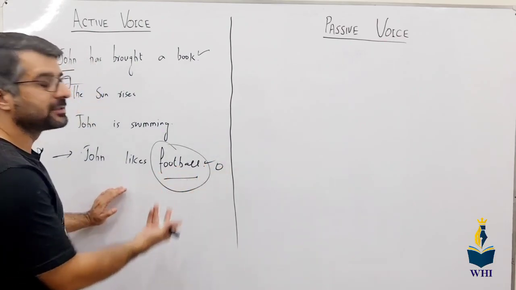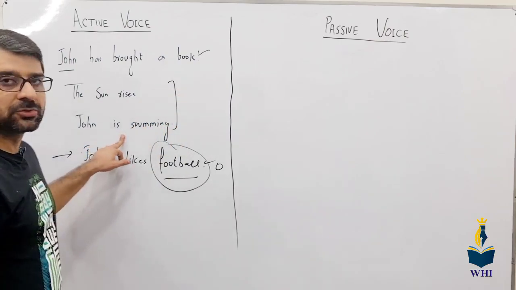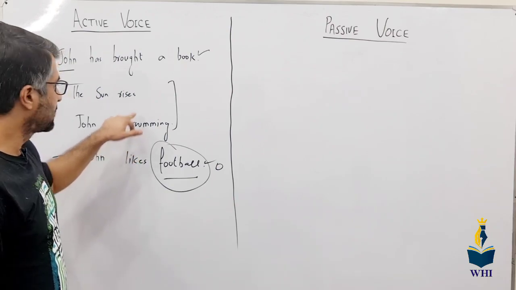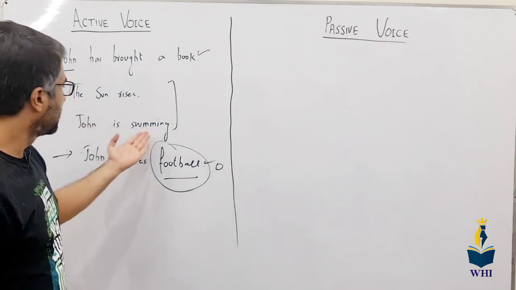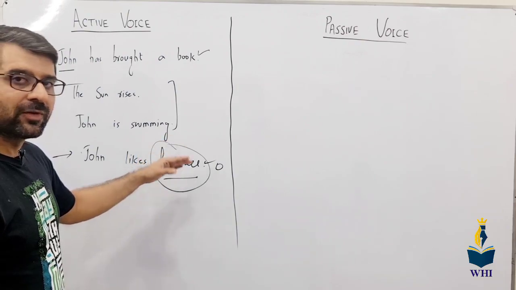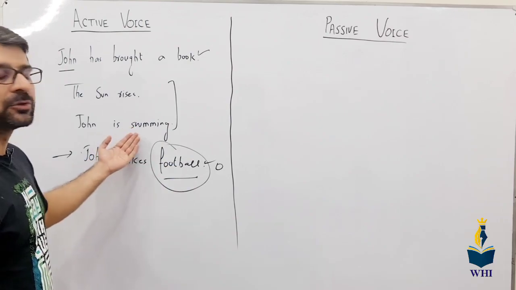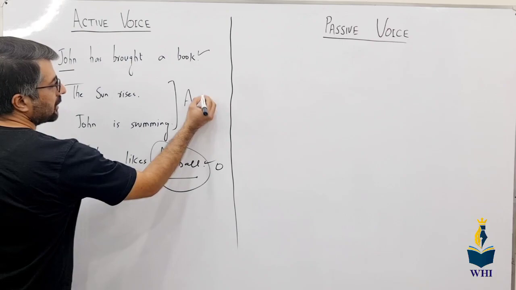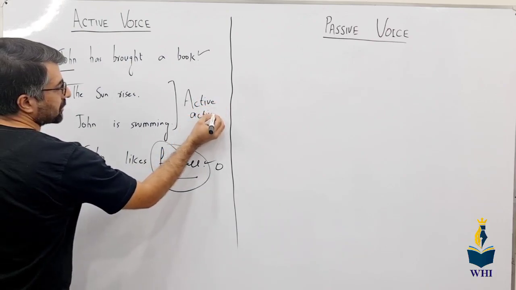So we can also write this sentence in passive voice, but we cannot write these two sentences in passive voice because they don't have an object. The sun rises, we don't have an object here. John is swimming, we don't have an object here. So whenever we don't have an object, we definitely put the sentence in active voice construction. So these two sentences we will definitely put in active voice construction.